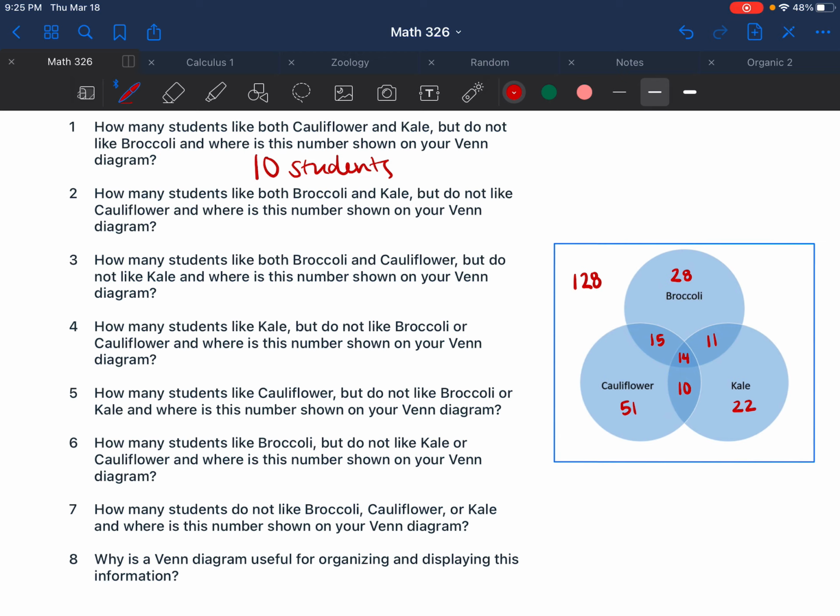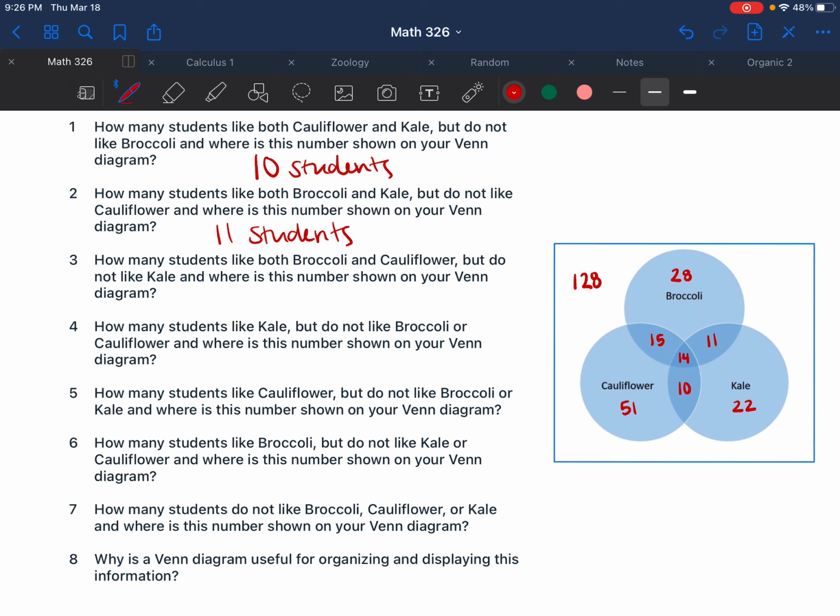Next, how many students like both broccoli and kale, but do not like cauliflower? Where's this number shown on your Venn diagram? So our broccoli circle is here. Our kale circle is here. This little section is where they overlap. But this section is where people also like cauliflower. So that means, again, we want to look at this little section right here because it's where broccoli and kale overlap and cauliflower does not. So that means we have 11 students that like both broccoli and kale. 11 students.